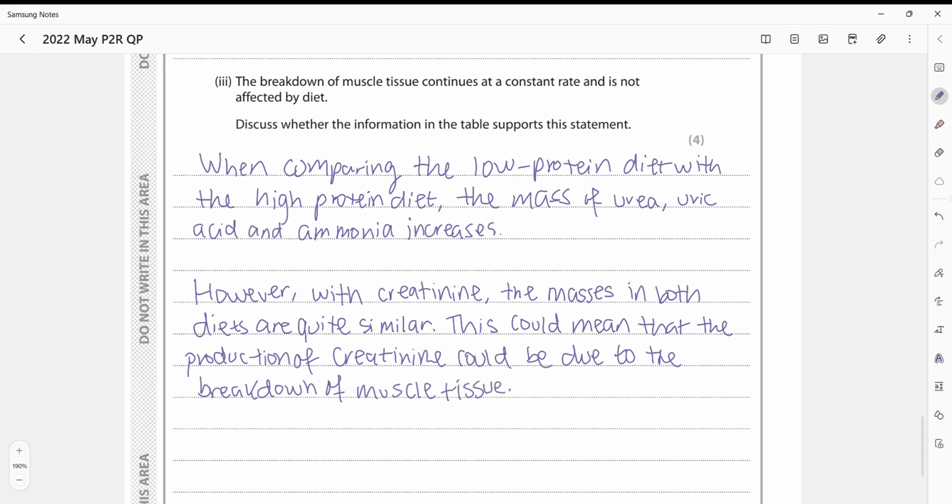All right, this is the end of paper 2R. Let's go over the marks for this. 1 mark for saying that there is a difference in mass of urea, uric acid, and ammonia when comparing the two diets. That's 1 mark. Another mark for reference to creatinine and how they are quite similar. So that's actually 3 marks right now. In both diets, that's actually 4 marks now. And so this could be due to the breakdown of muscle tissue. That's 5 marks. All right, that's the end of paper 2R.